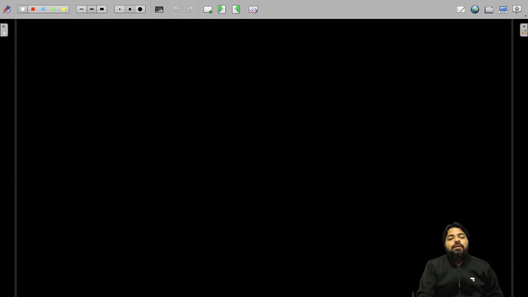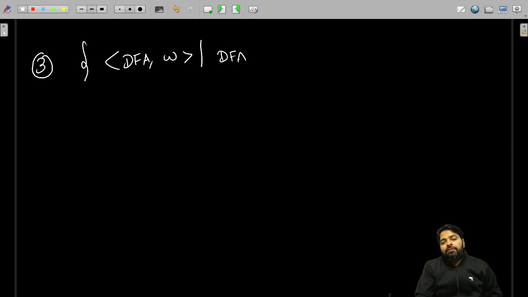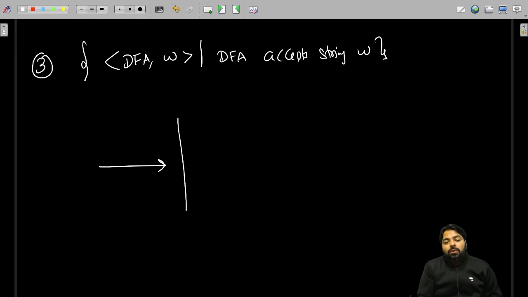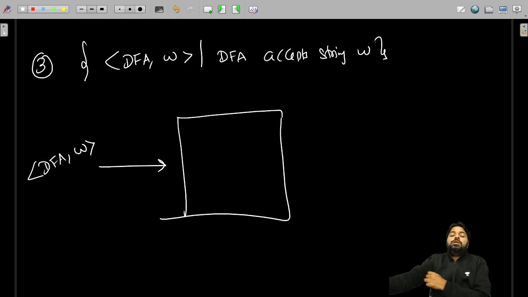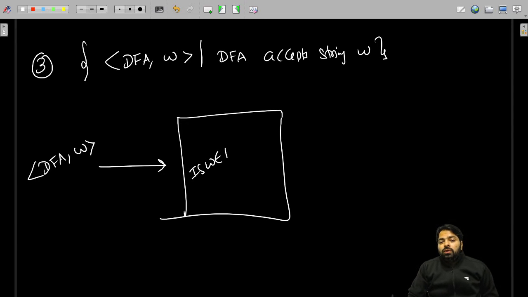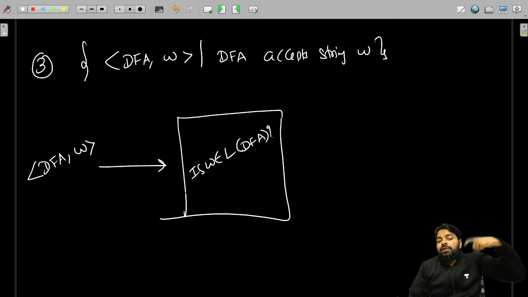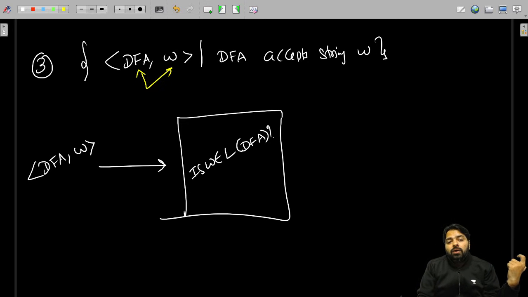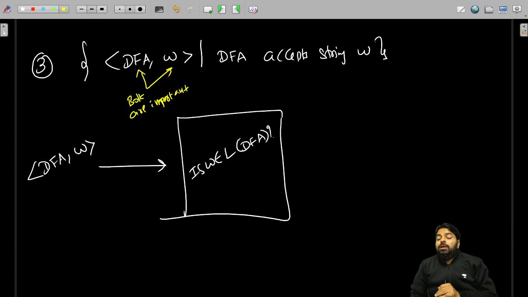Focus only on this, because the other parameters are of no use. Sometimes it might be useful, when I give an input of DFA comma W where the DFA accepts W. In this case, both are important because I am going to give a different DFA and a different string every time. Then you should work on these two inputs. Now this is one input, but it is a pair with two parameters. Now you have to check whether W belongs to the language accepted by the DFA. W is in the pair, and the DFA is also in the pair, so both are important now.